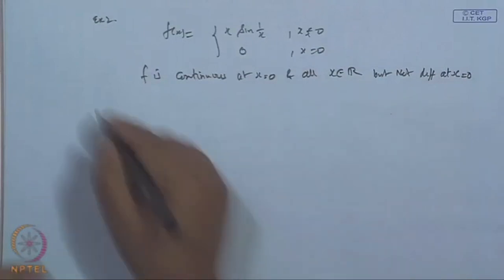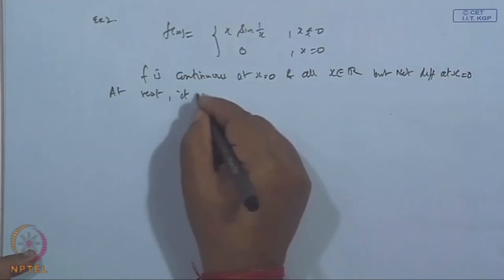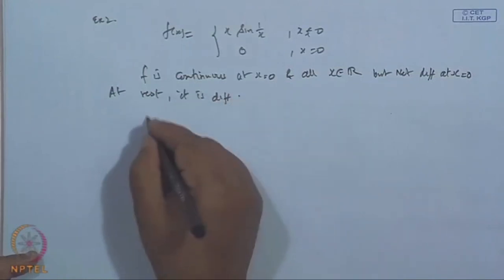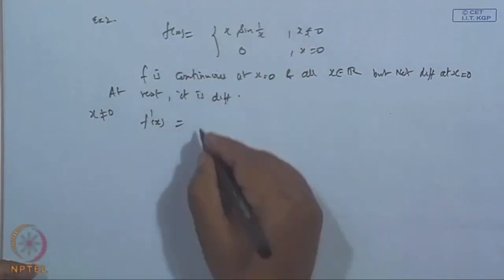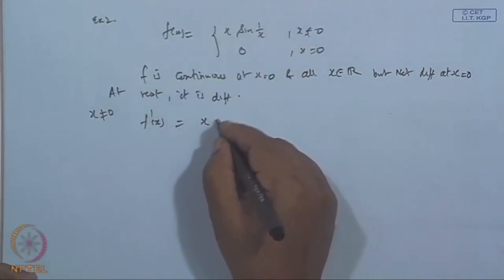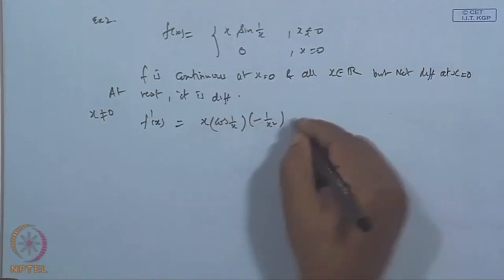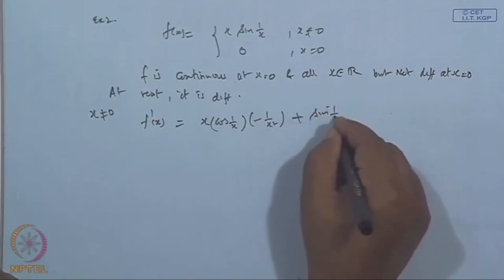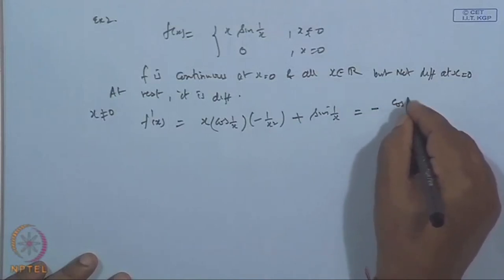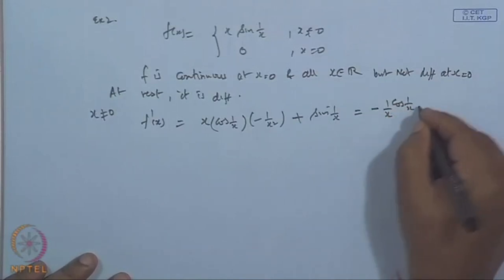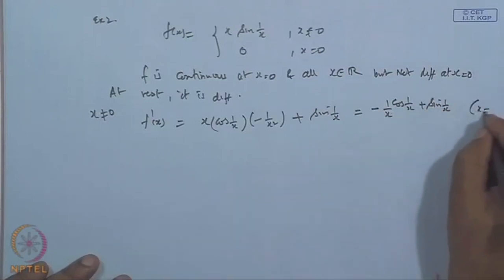It is differentiable at the rest of the points, because when you take the derivative for x different from 0, you can just apply the formula. The derivative of x sin(1/x) is x times cos(1/x) times minus 1/x squared, plus sin(1/x). So the derivative will come out to be minus cos(1/x) divided by x, plus sin(1/x), when x is different from 0.